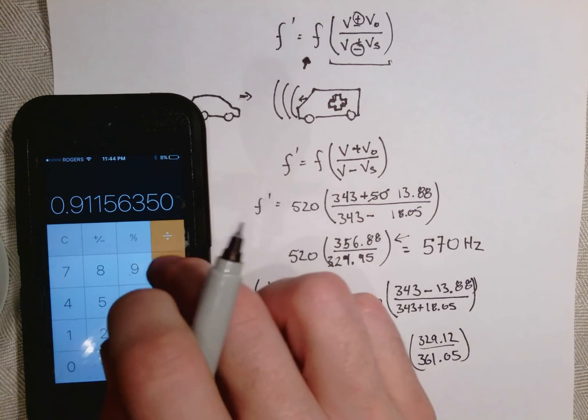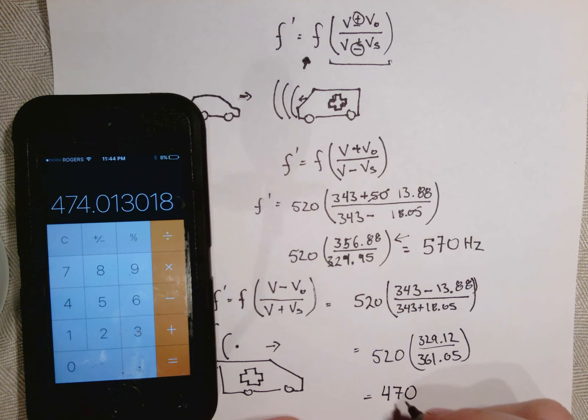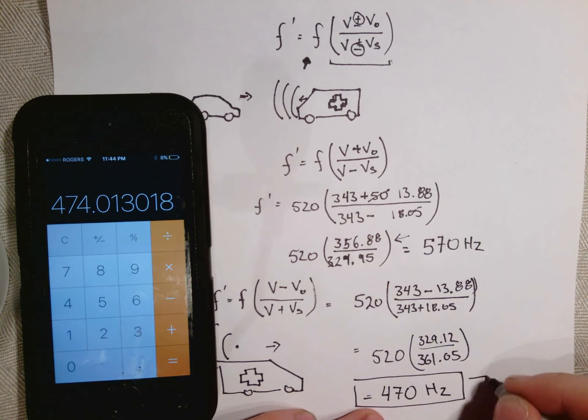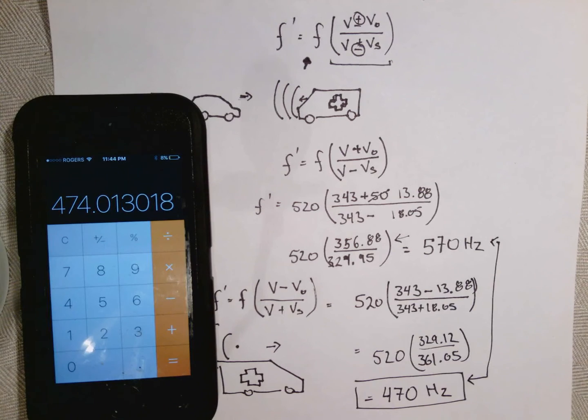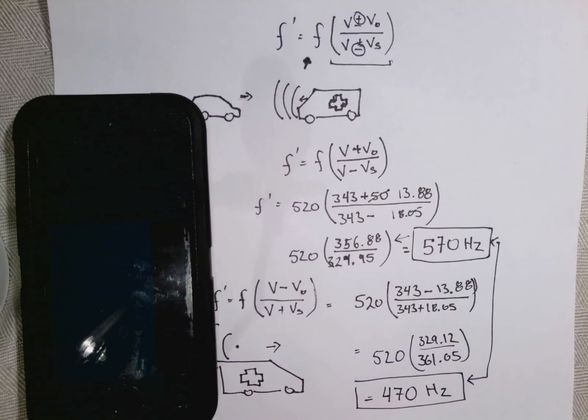So multiply this by 520, and we get a frequency of 470 hertz. Again, rounded to two significant figures. And that would be the frequency after. So, interesting to note that between the two answers, there's a 100 hertz shift in frequency. Thought that was pretty cool.